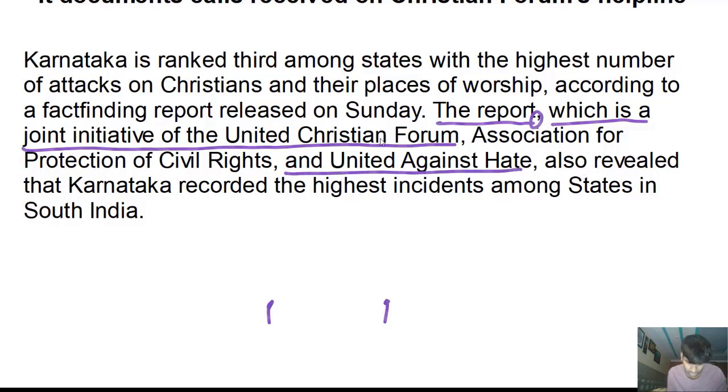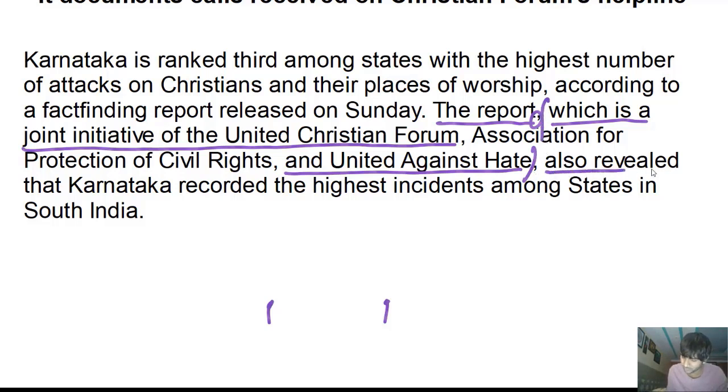The report, which is a joint initiative. All right, let's try to understand the meaning of the sentence. The report, which is a joint initiative. So the report is also a report which is a joint initiative of the United Christian Forum, association for protection of civil rights, which is a joint initiative of the United Christian Forum. All right, the United Christian Forum, which is an association for protection of civil rights and united against hate, also revealed, the report also revealed, right? So from here till here, this is all extra information.